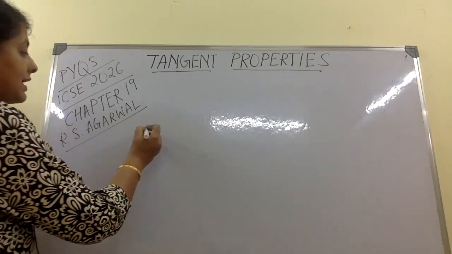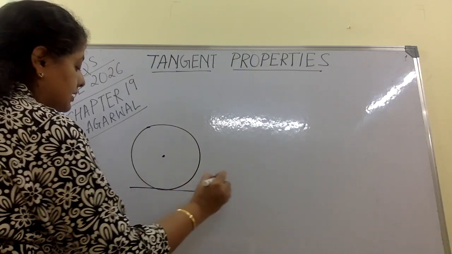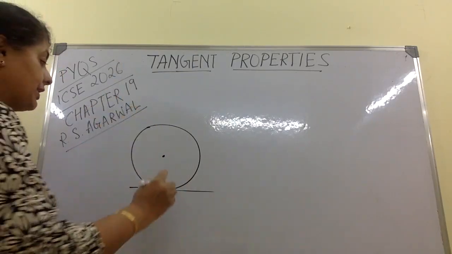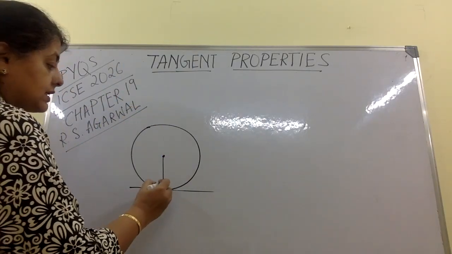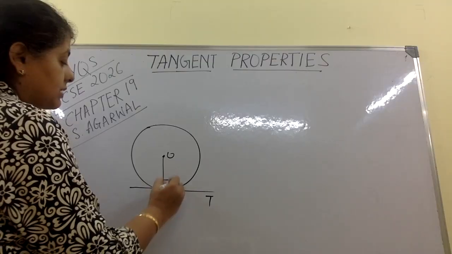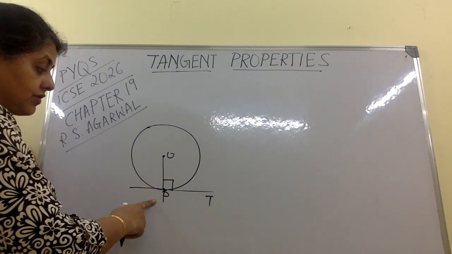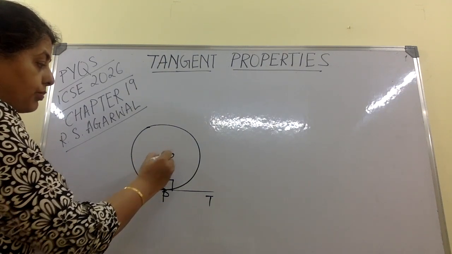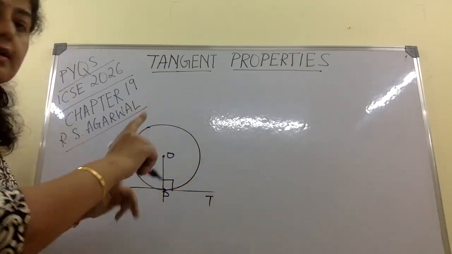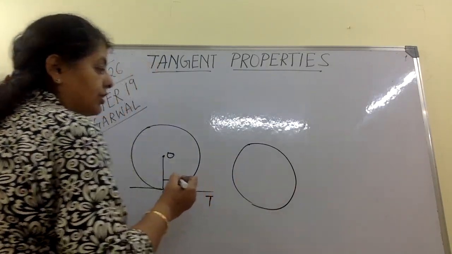Now here, what is a tangent? First, if I have a circle, here is the center. A tangent is a line which touches the circle only at one point. Now the first property of tangents is that with the radius, the tangent at P, supposing PT is the tangent, always makes 90 degrees with the radius at the point of contact. P is the point of contact, OP is the radius, PT is the tangent, and angle OPT is always 90 degrees.